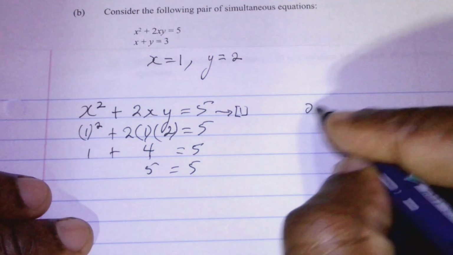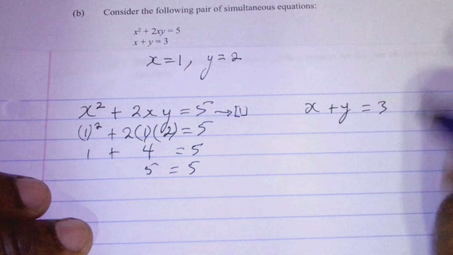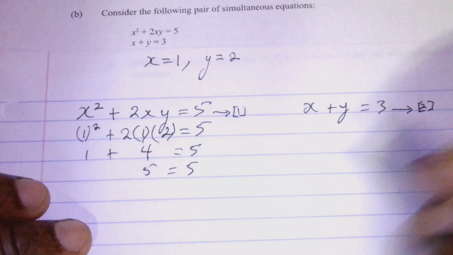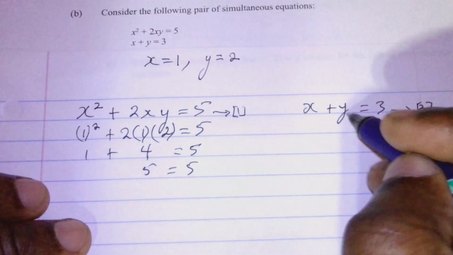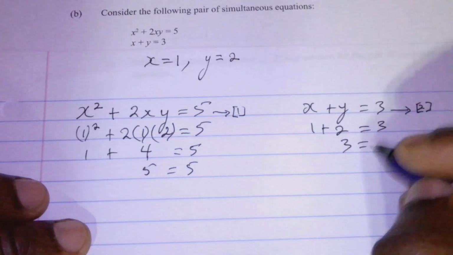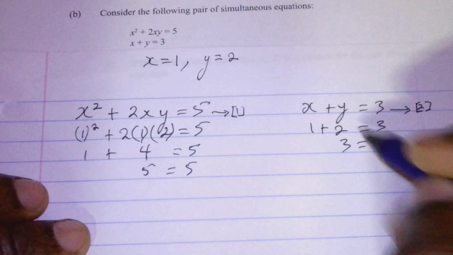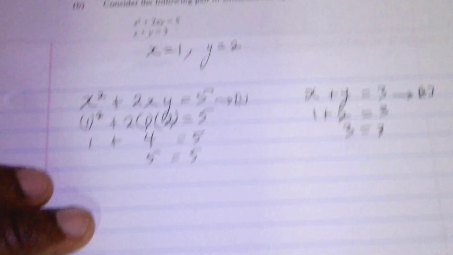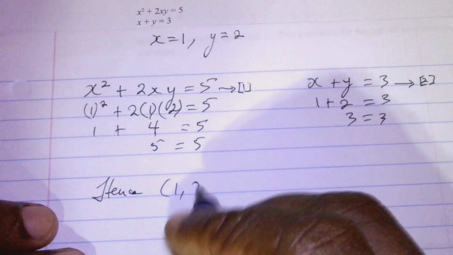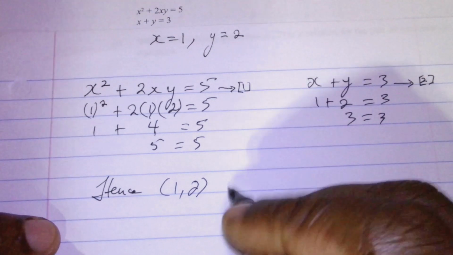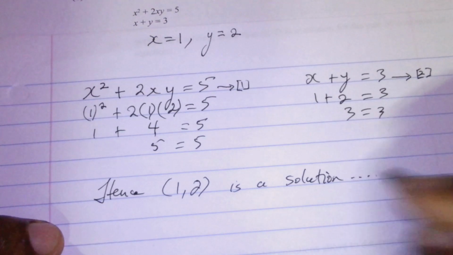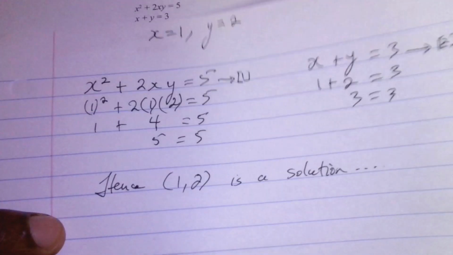Will it satisfy the second equation? Let's check. That's the second equation we're given. So we're going to replace x with 1 and y with 2. And that's an obvious solution there, right? So we have 1 plus 2 is 3. So yes, we can clearly see that the ordered pair with coordinates x equals 1 and y equals 2 is a solution to the pair of simultaneous equations.